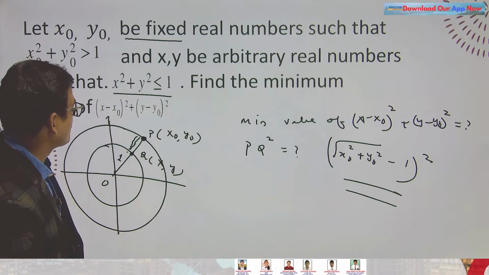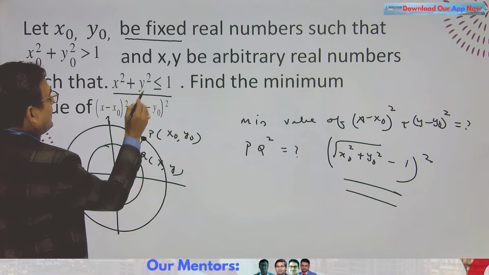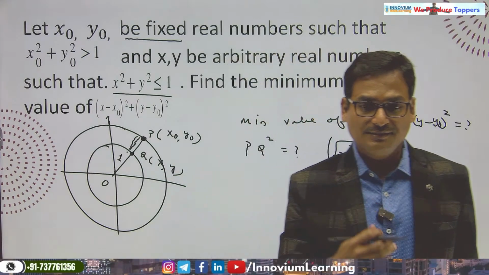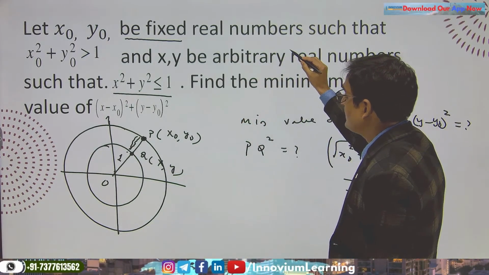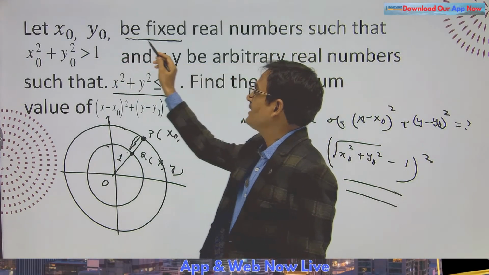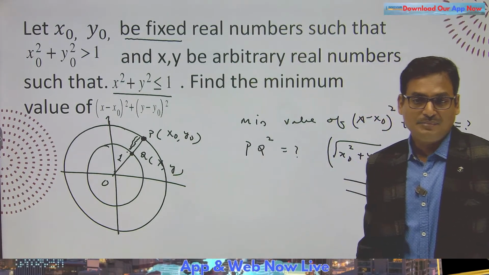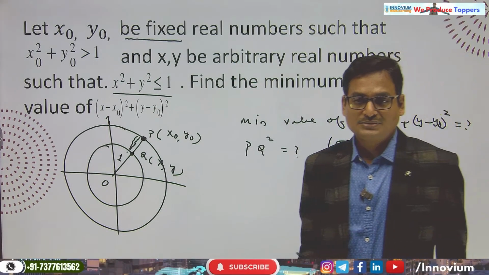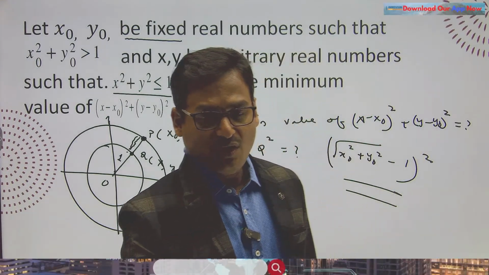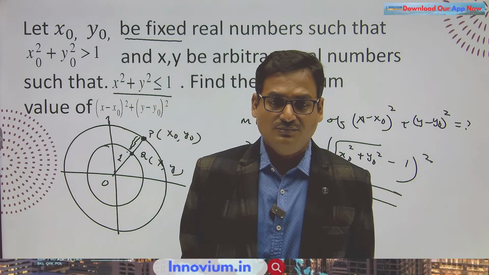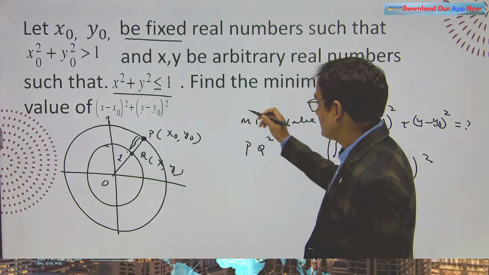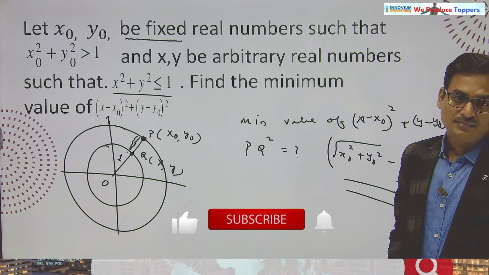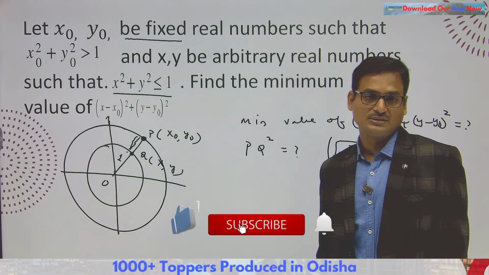तो ये एक बेहतरीन क्वेश्चन है. We need to find out the answer in terms of x0 and y0. Why? Because in the question what is given, x0 y0 is a fixed real number. That means the answer which will come should come in terms of x0 and y0. So that's why the answer must be in terms of x0 and y0. Understood everybody? I hope you understood this.